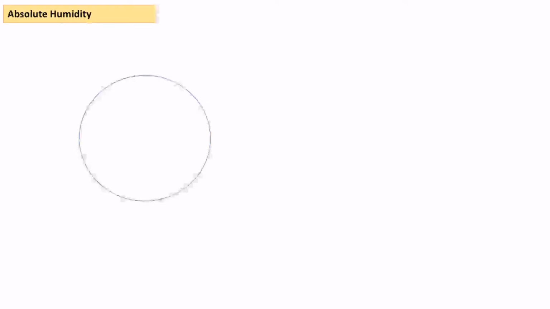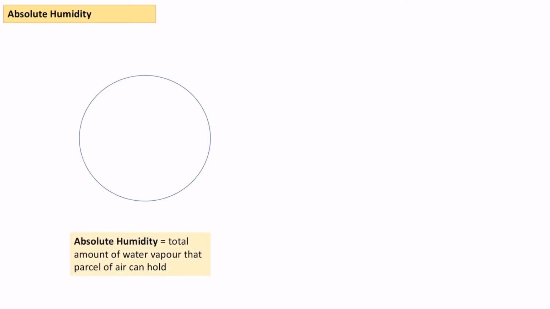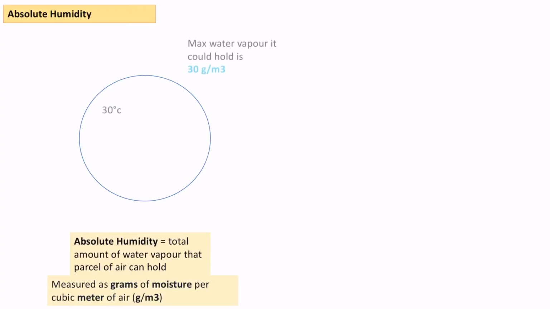I'm going to talk about absolute humidity first. This is the total amount of water vapour that one parcel of air can hold. So I've got my parcel of air here, and when we measure it, we can talk of grams of moisture per cubic metre of air. So that's g/m³. Here's my parcel of air. It's 30 degrees in this parcel of air, and that means the max amount of water vapour this could hold is 30 grams of moisture in that cubic metre of air.